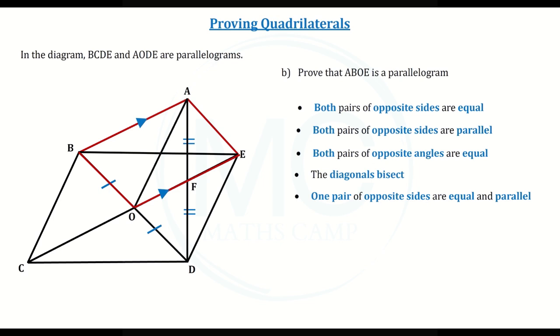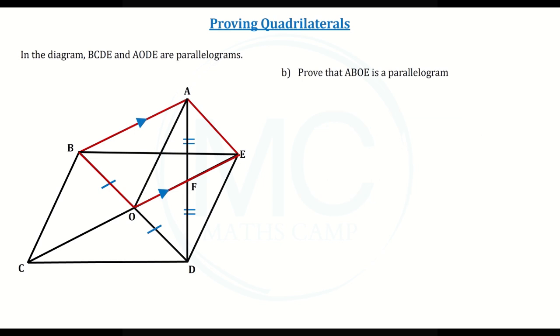We know that OF is parallel to AB because we proved this in part A. So to prove that ABOE is a parallelogram, let's try and prove that AB is parallel to OE. Then we need to prove that AB is also equal to OE, or we need to prove that BO is parallel to AE. So let's make some space. Now we can make a note that OF is parallel to AB.